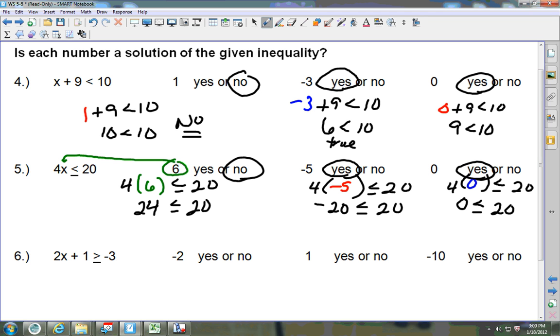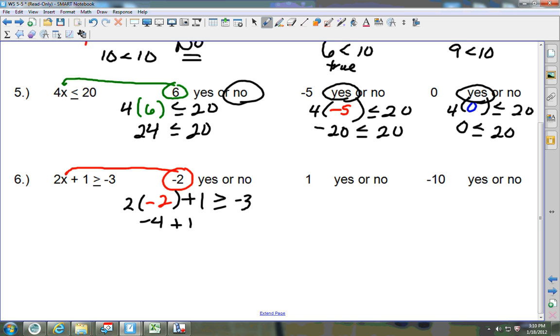Here's the next one. In this case, I'm going to put negative 2 in for x. So I'm going to have 2 times x, which is negative 2, plus 1 is greater than or equal to negative 3. This is negative 4. Plus 1. Is that greater than or equal to negative 3? Negative 4 plus 1 is negative 3. Well, negative 3 is equal to negative 3, so that would make this true, so that would work, and this would be yes.